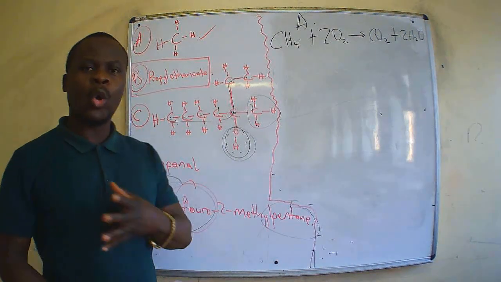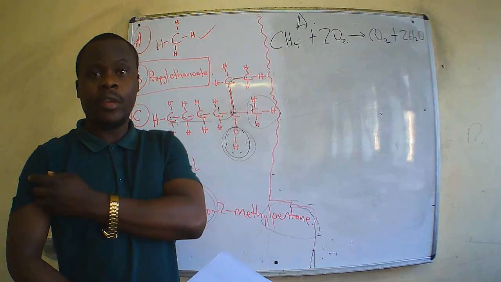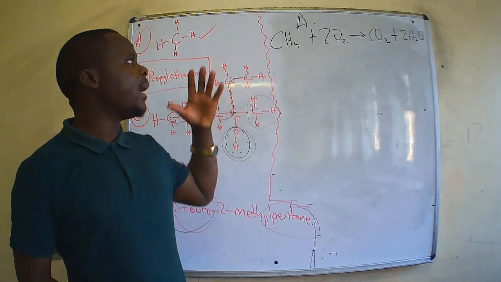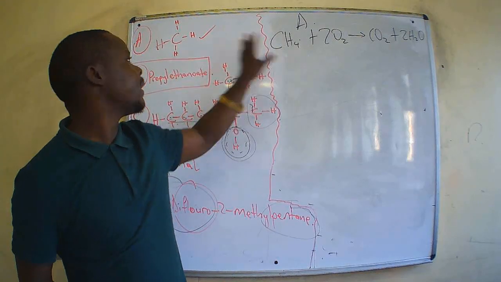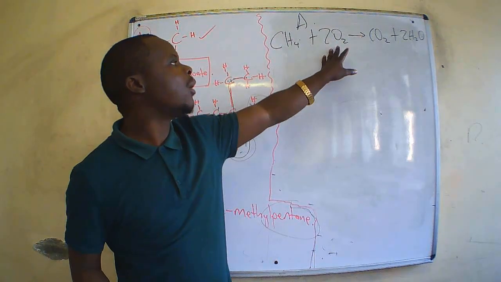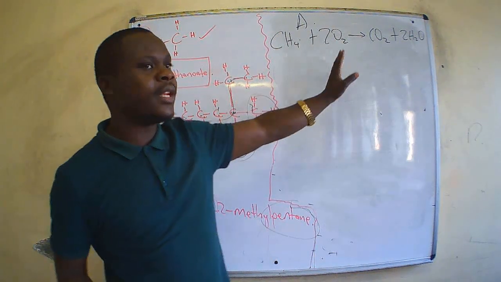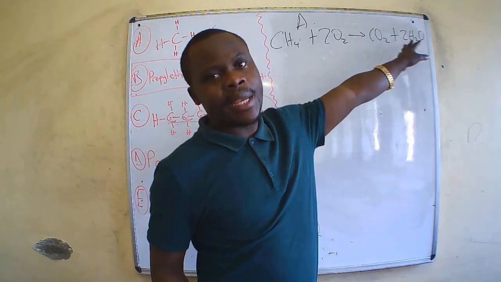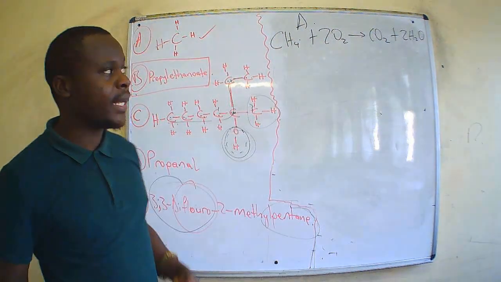Compound A undergoes a combustion reaction. If it undergoes a combustion reaction, that means one thing. It means the alkane is going to react with oxygen in excess, and the products that we have are carbon dioxide and water being produced.